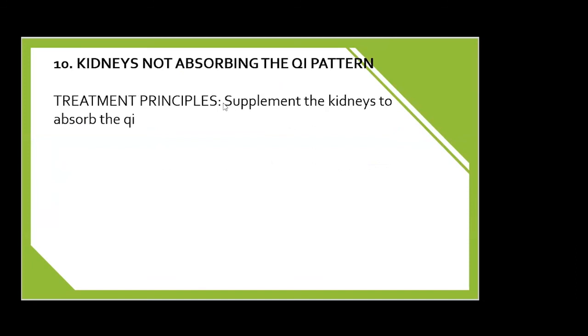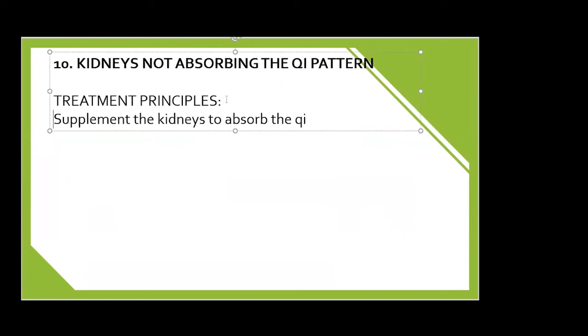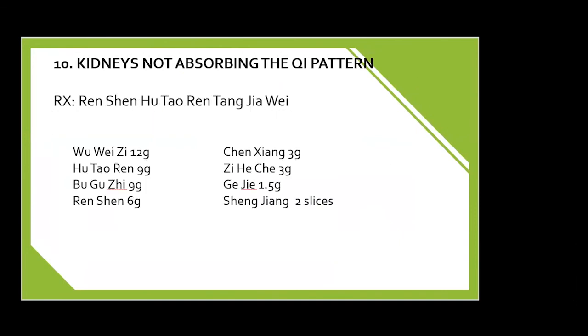So certainly we need to tonify the kidney to help absorption of the qi. So the formula we use is Ren Shen Hu Tao Ren Tang Jia Wei. I think this formula may not be in the OCTCM list. You can double check later, but this just gives you some idea of what we treat for these conditions.